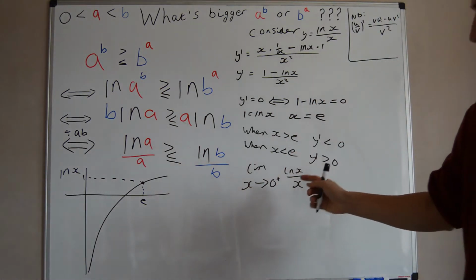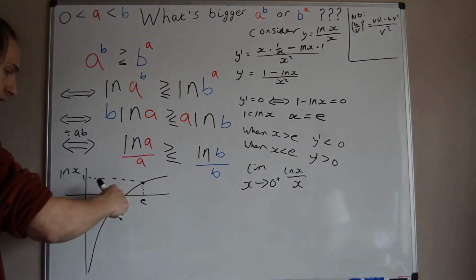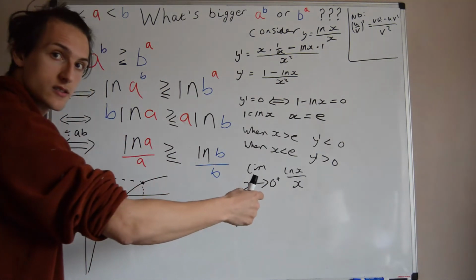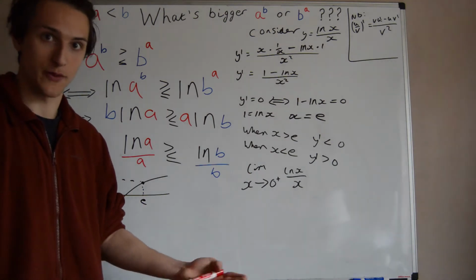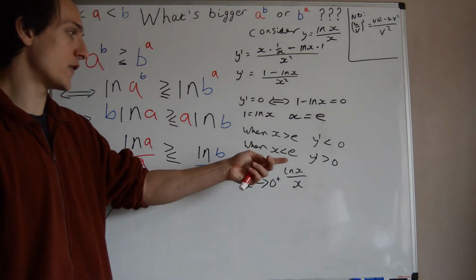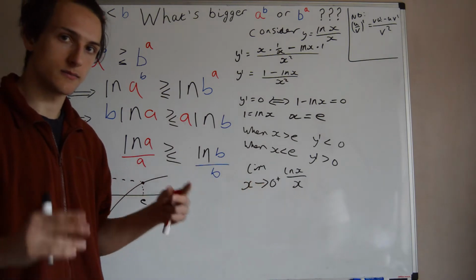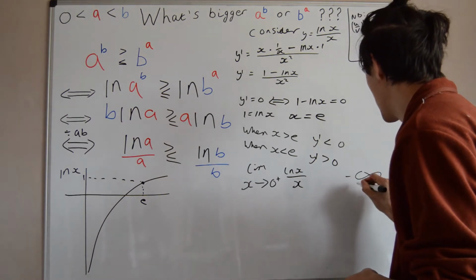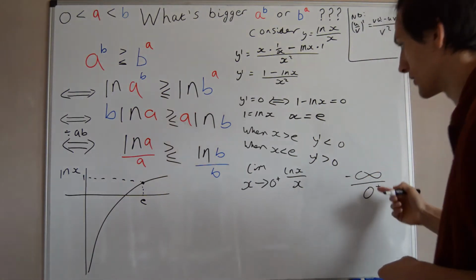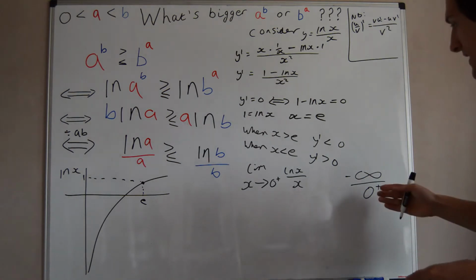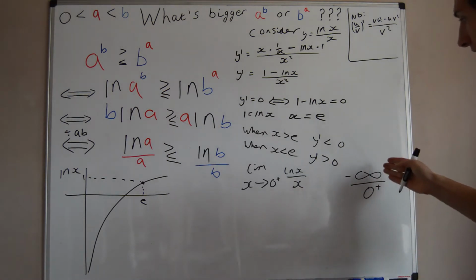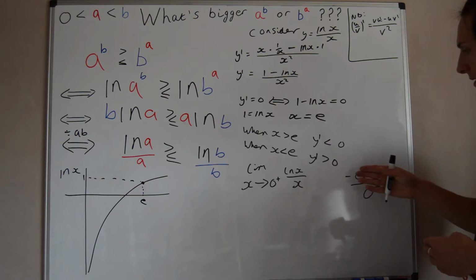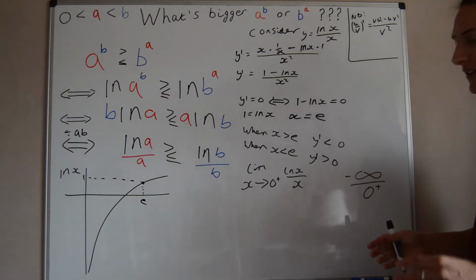Okay, well, if you consider the graph, as x goes to 0, the natural logarithm of x goes to minus infinity. And as x goes to 0 from the right, the denominator is going to go to 0 from the right. So we have something which is of the form minus infinity over positive 0. Okay, and this means that this thing is going to blow up to minus infinity. When we divide by 0, things are getting bigger.